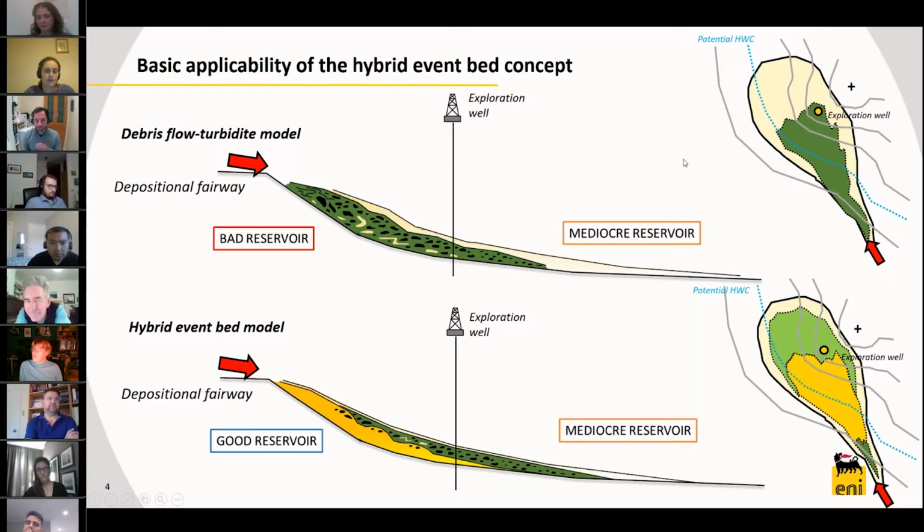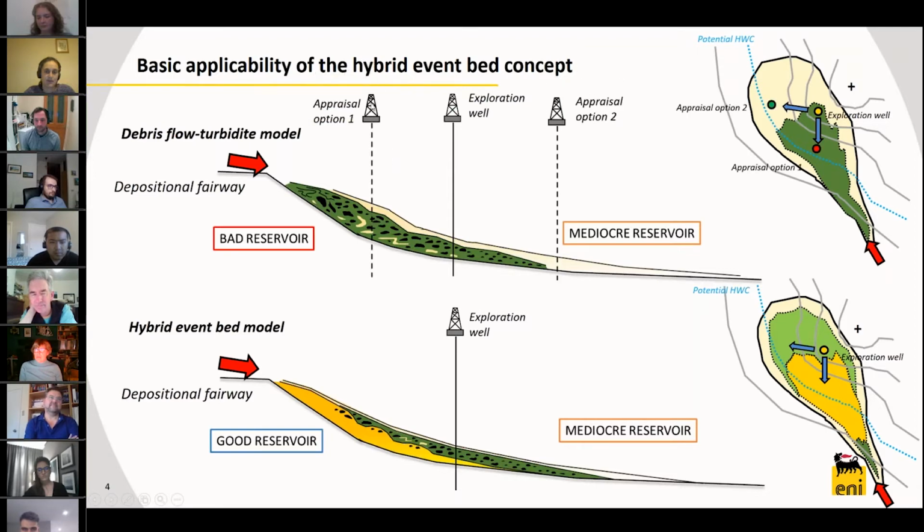When our manager asks us to drill our appraisal well to test the potential hydrocarbon-water contact, we can have two options: go more proximal or more distal. It depends on the model we apply, given the limited data that we have. Imagine we don't have core at that time. We have to make the decision this way. For example, if we apply the first model, going more proximal will be a mistake because we find an even worse reservoir, and maybe the project will be abandoned.